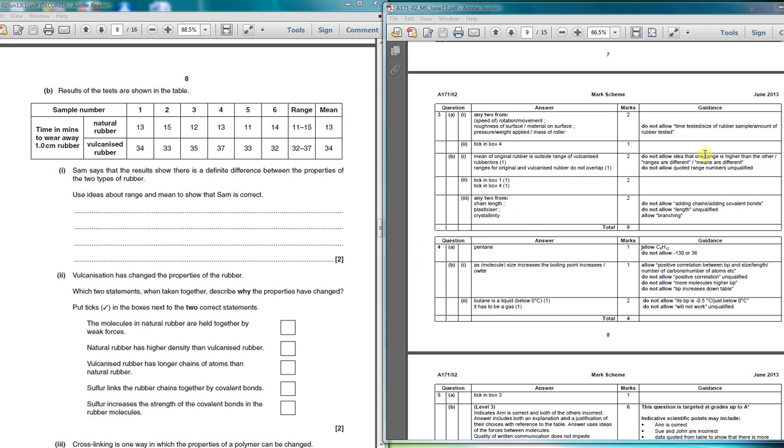You weren't allowed just to say that one range was higher than the other, or just to say that the means are different. You've got to compare the means and the ranges to get any marks at all for that question.